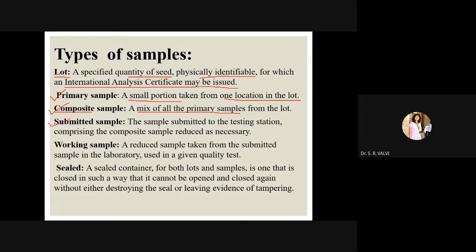Now, submitted sample. The sample submitted to the testing station, we call it the submitted sample, and it comprises the composite sample reduced as necessary. So from the composite, whatever amount is submitted to the testing laboratory is called the submitted sample. Again, the little amount taken out from this submitted sample is your working sample. And the sealed sample is nothing but a sealed container for both lots and samples, one that is closed in such a way that it cannot be opened without either destroying the seal or leaving evidence of tampering. Tampering means you can't take out seeds from any part of the sealed container.